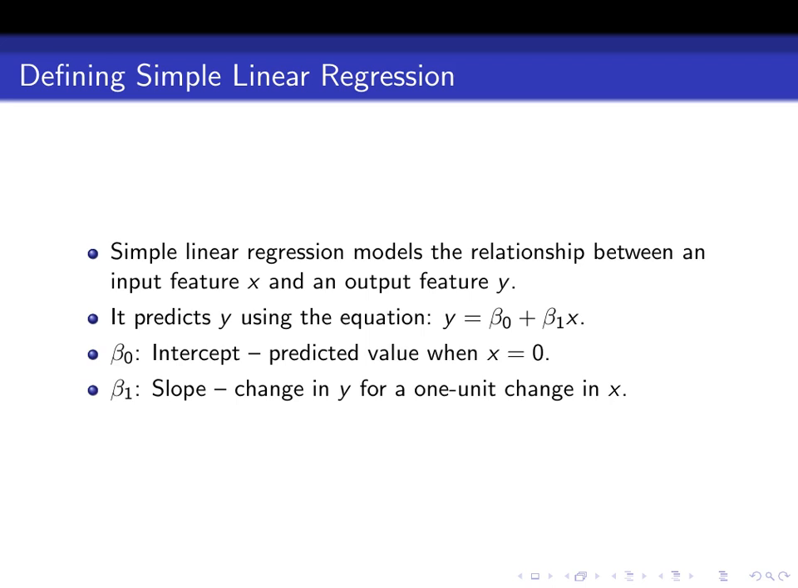Simple linear regression models the relationship between an input feature, x, and an output feature, y, using a straight line. The equation y equals beta 0 plus beta 1 x defines the model, where beta 0 is the intercept and beta 1 is the slope. The intercept represents the predicted output when the input is 0, while the slope indicates the rate of change in the output for a 1-unit change in the input. Understanding these parameters is essential for interpreting the regression results effectively.